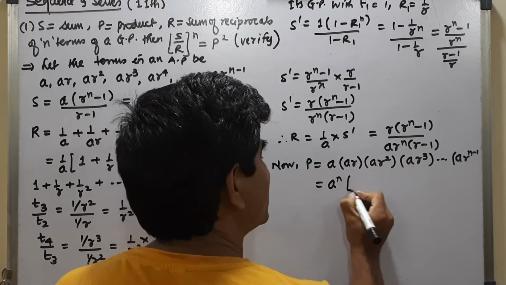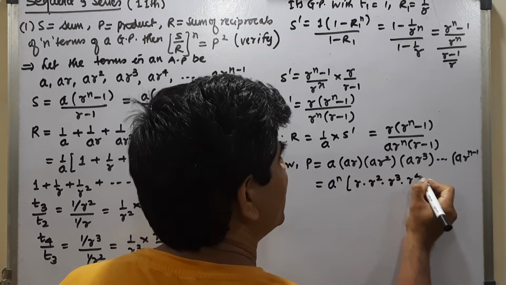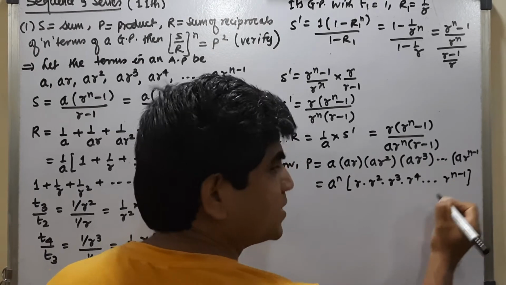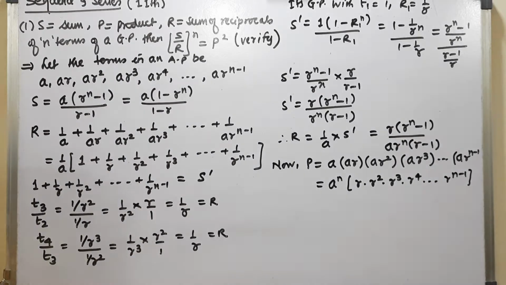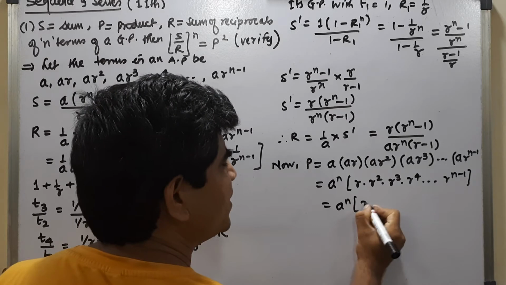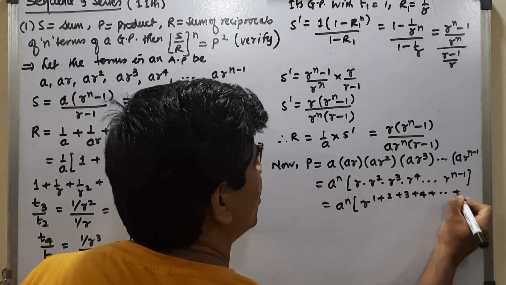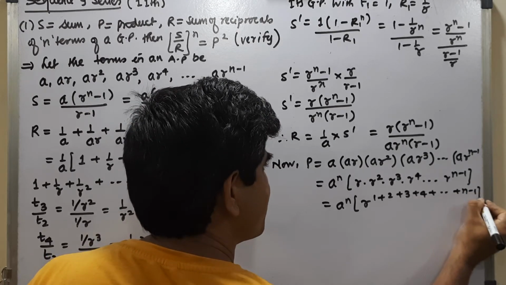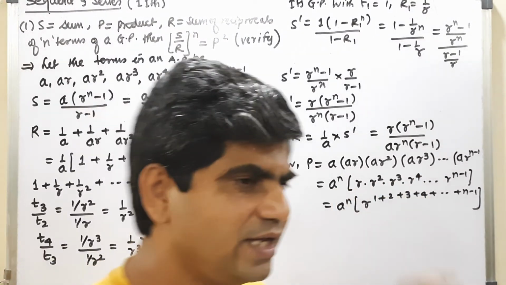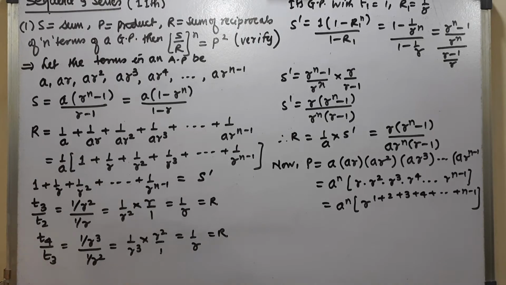And here you get what? Multiplication of r into r square into r cube into r raised to 4 and so on till r raised to n minus 1. Okay. Now if you see here, the base is same. The base is same. So you can add the powers 1 plus 2 plus 3 plus 4 and so on up to n minus 1. Okay. This is what you get. That is, the total addition is n minus 1. So your nth term becomes n minus 1.